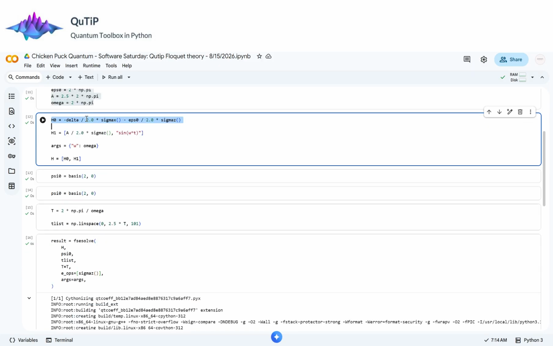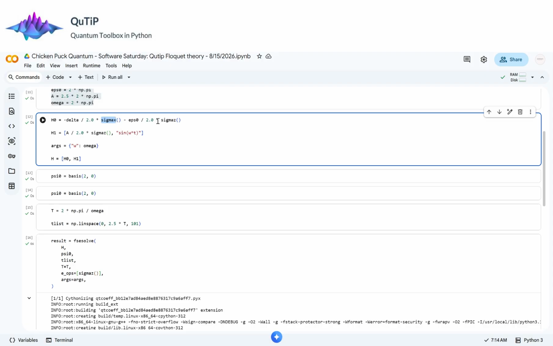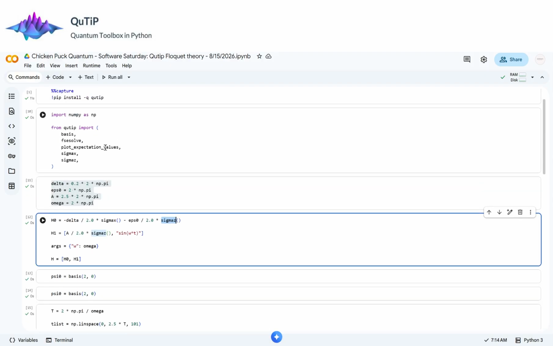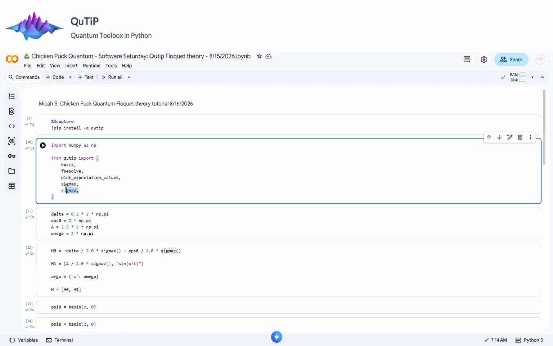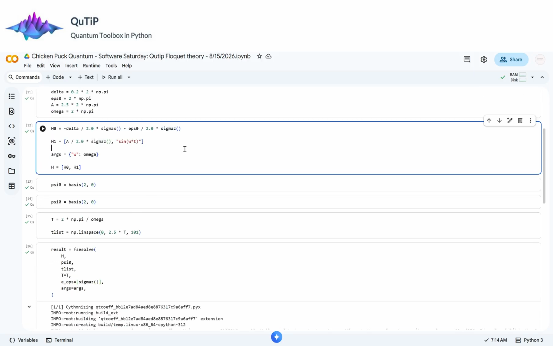As you can see here, we create the part of the Hamiltonian that does not depend on time, which is why it's static and it says H0. So in the code, we see that the sigma x and the sigma z are here. And as earlier stated, those are going to be the Pauli x and z operators. So this line directly implements the static part of that two-level Hamiltonian.